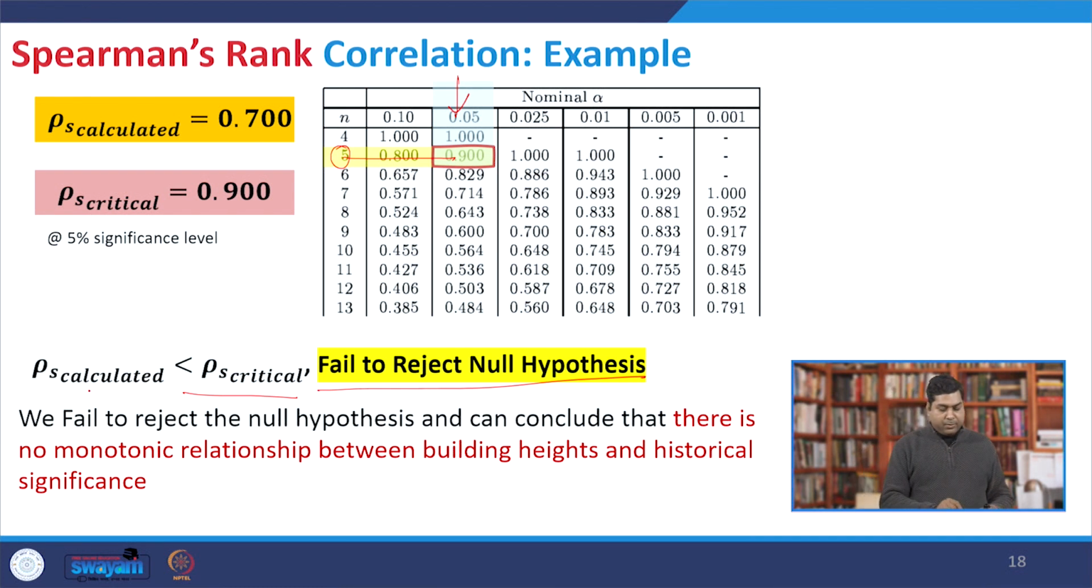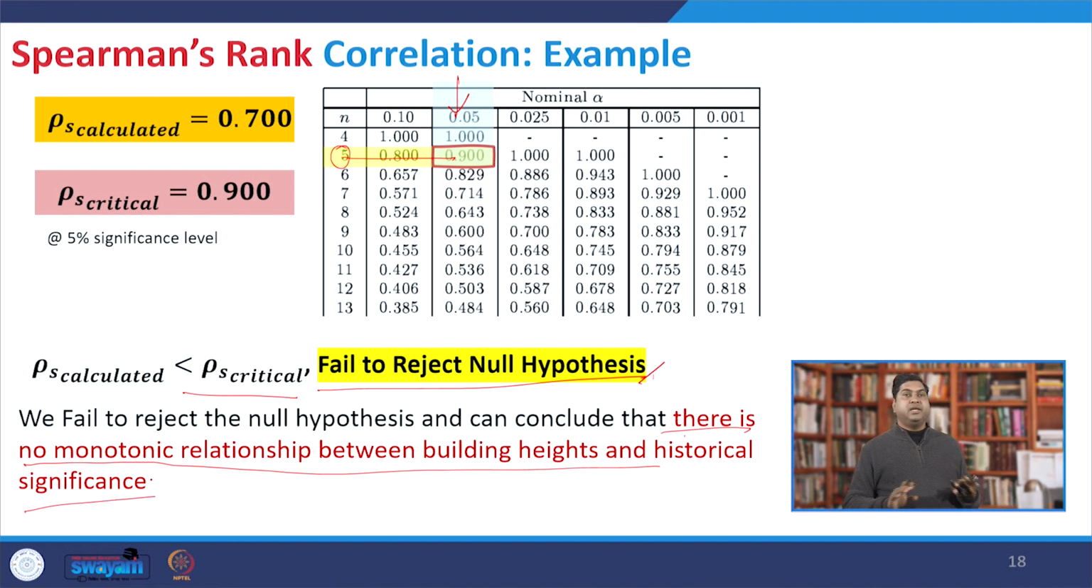If the calculated value, suppose it would be more than the critical value, then we could simply reject the null hypothesis. But in this case, as because it is low, fail to reject null hypothesis, and for that we conclude that there is no monotonic relationship between building heights and historical significance. So basically it is something like you are accepting the null hypothesis, but in a conventional way we don't say accept null hypothesis, we always say fail to reject, okay, which is indirectly like accepting the null hypothesis. So hope this is clear to you.